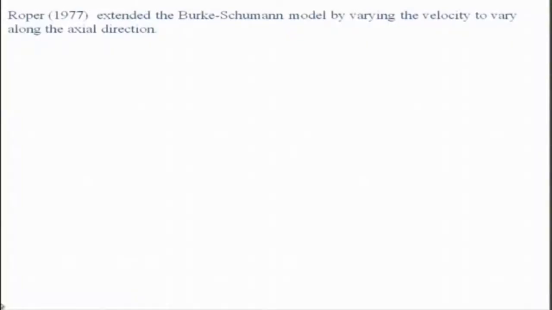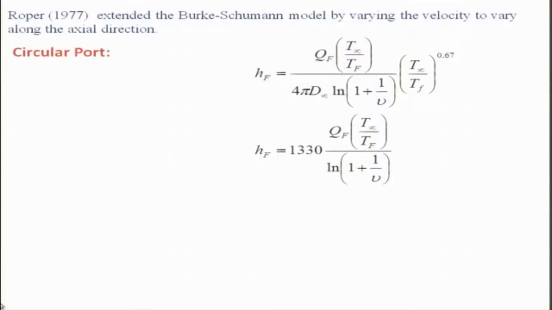Roper in 1970 extended this Burke-Schumann model, which I had discussed earlier, by allowing the velocity to vary along the axial direction. In the Burke-Schumann model, we assumed that velocity won't change along the axial direction, the y direction, which is not true, right? So that was a fallacy. So he extended that, and he extended this work also for the circular port and the square port and other things. Let us look at the circular port.